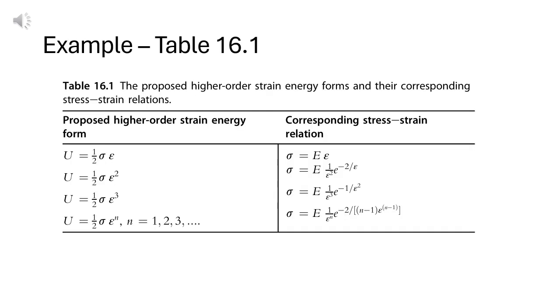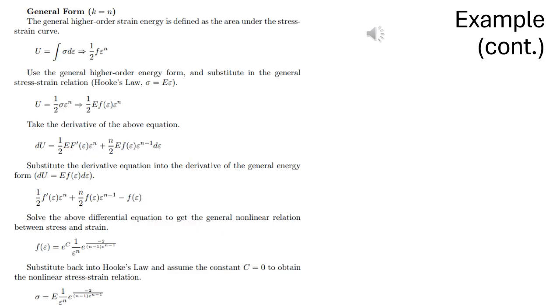To do an example for this topic, we're going to look at the way you get from the energy to the corresponding stress-strain relation for the higher order terms, or as you increase your value of n. To do this, we are going to go through this table and show the derivation from left to right. We will start with the general form of the higher order strain energy, where K is equal to n. To approximate the area under the stress strain curve, we're going to do 1/2 of a function of strain to the n. In order to move from our energy to our stress, we're going to use Hooke's law, where stress is equal to the modulus times strain. This is where we end up with 1/2 the modulus times the function of strain times strain to the n.